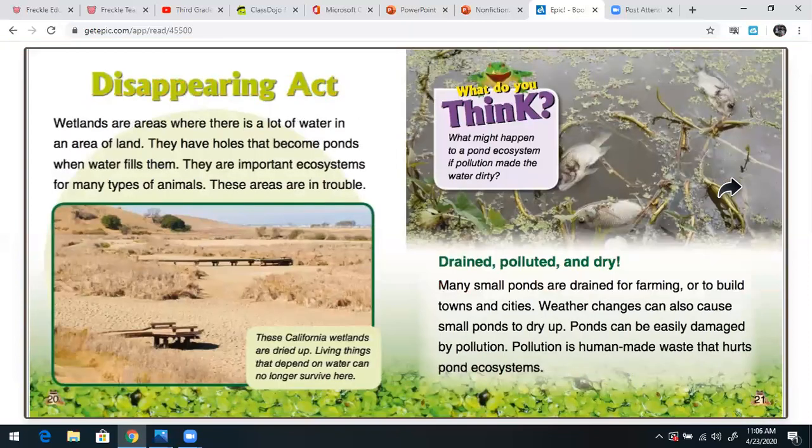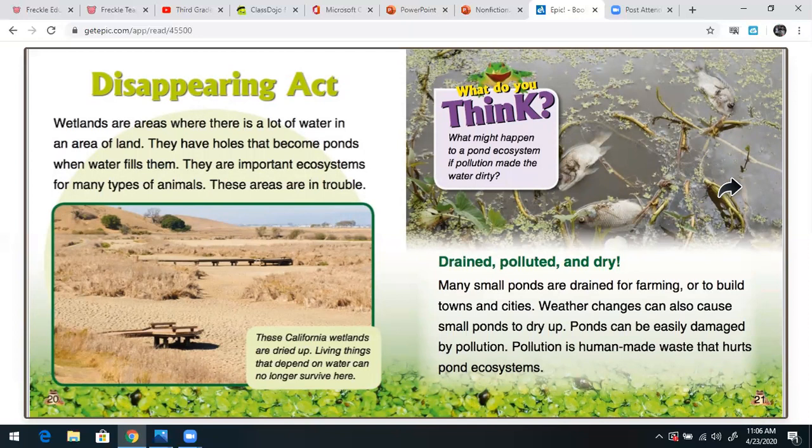Disappearing act. Wetlands are areas where there is a lot of water in an area of land. They have holes that become ponds when water fills them. They are important ecosystems for many types of animals. These areas are in trouble.